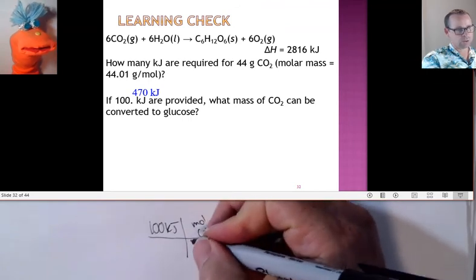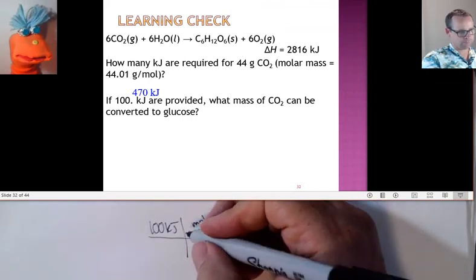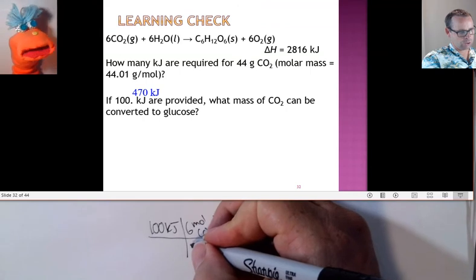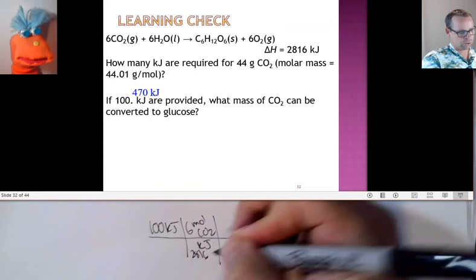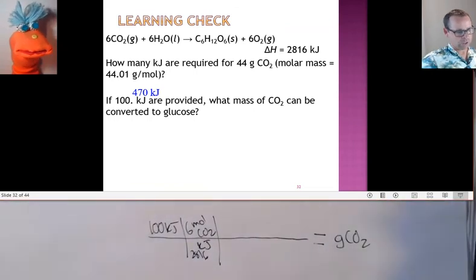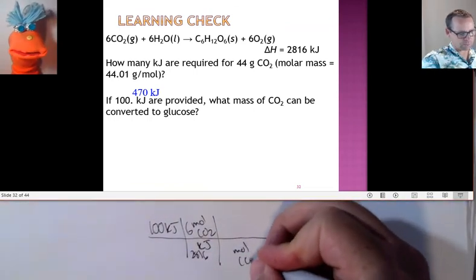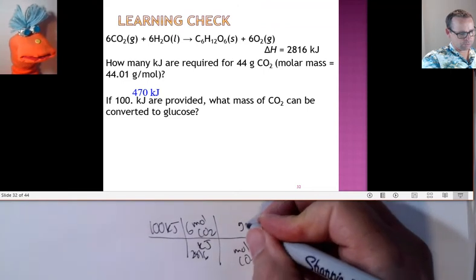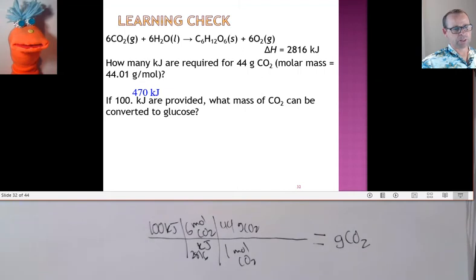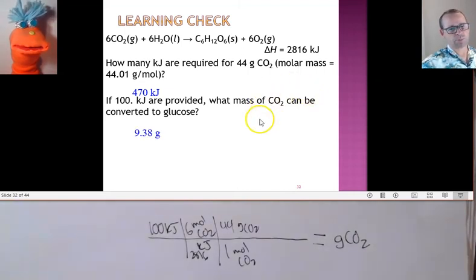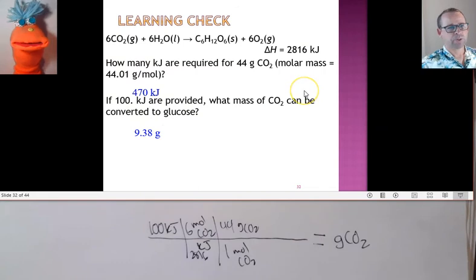What were the numbers again? 6 moles of carbon dioxide and 2,816 kilojoules of energy. Very good. So now I'm in moles of carbon dioxide. What do I want to do? Just go to grams. Very good. 44 grams per mole, right? Yep. Okay. Excellent job. So that should be 9.38 grams of carbon dioxide that I can get if I'm given 100 kilojoules of energy through this process. Okay.